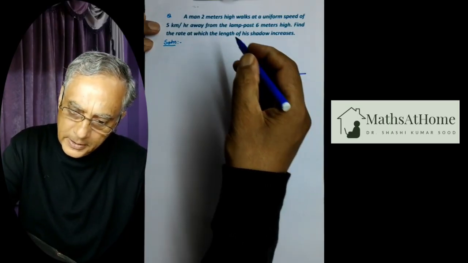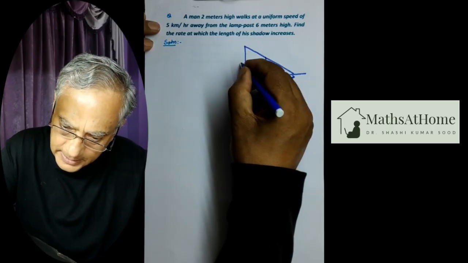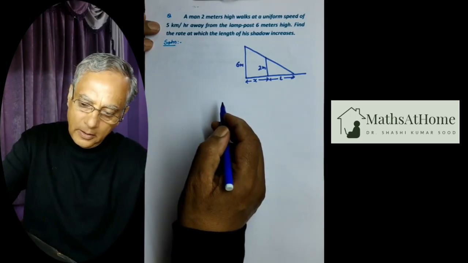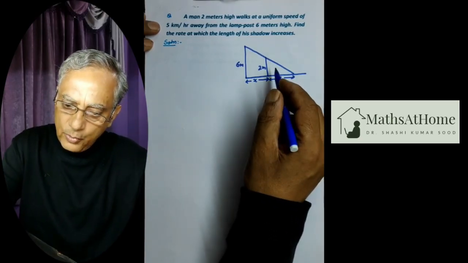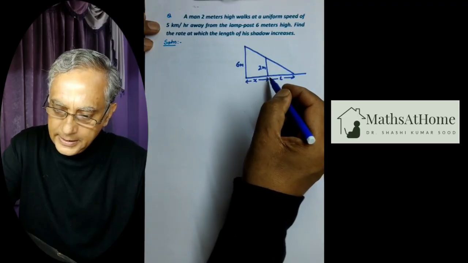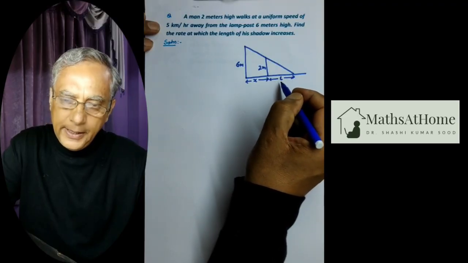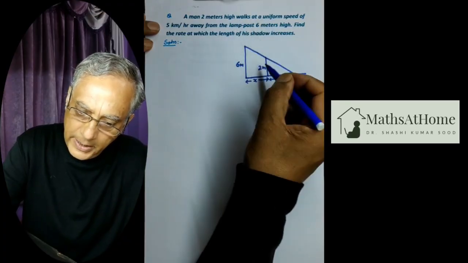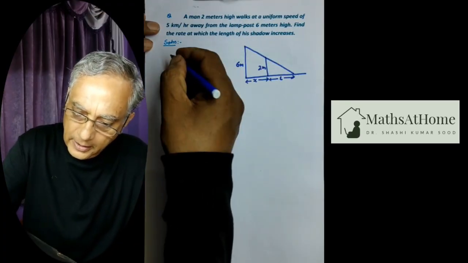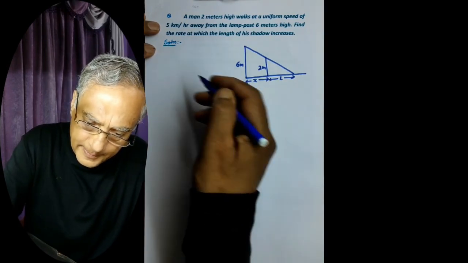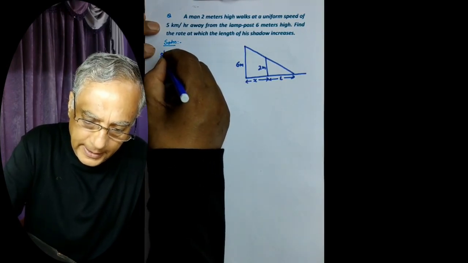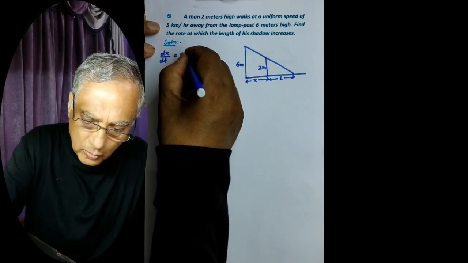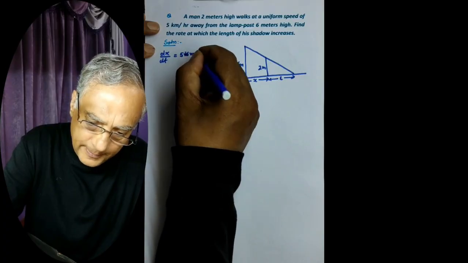Away from a lamp post 6 meters high. This lamp post is 6 meters high. Now we have to find the rate at which the length of his shadow is increasing. We have to find dL by dt. A man 2 meters high walks at a speed of 5 kilometers per hour. So dx by dt is 5 kilometers per hour.